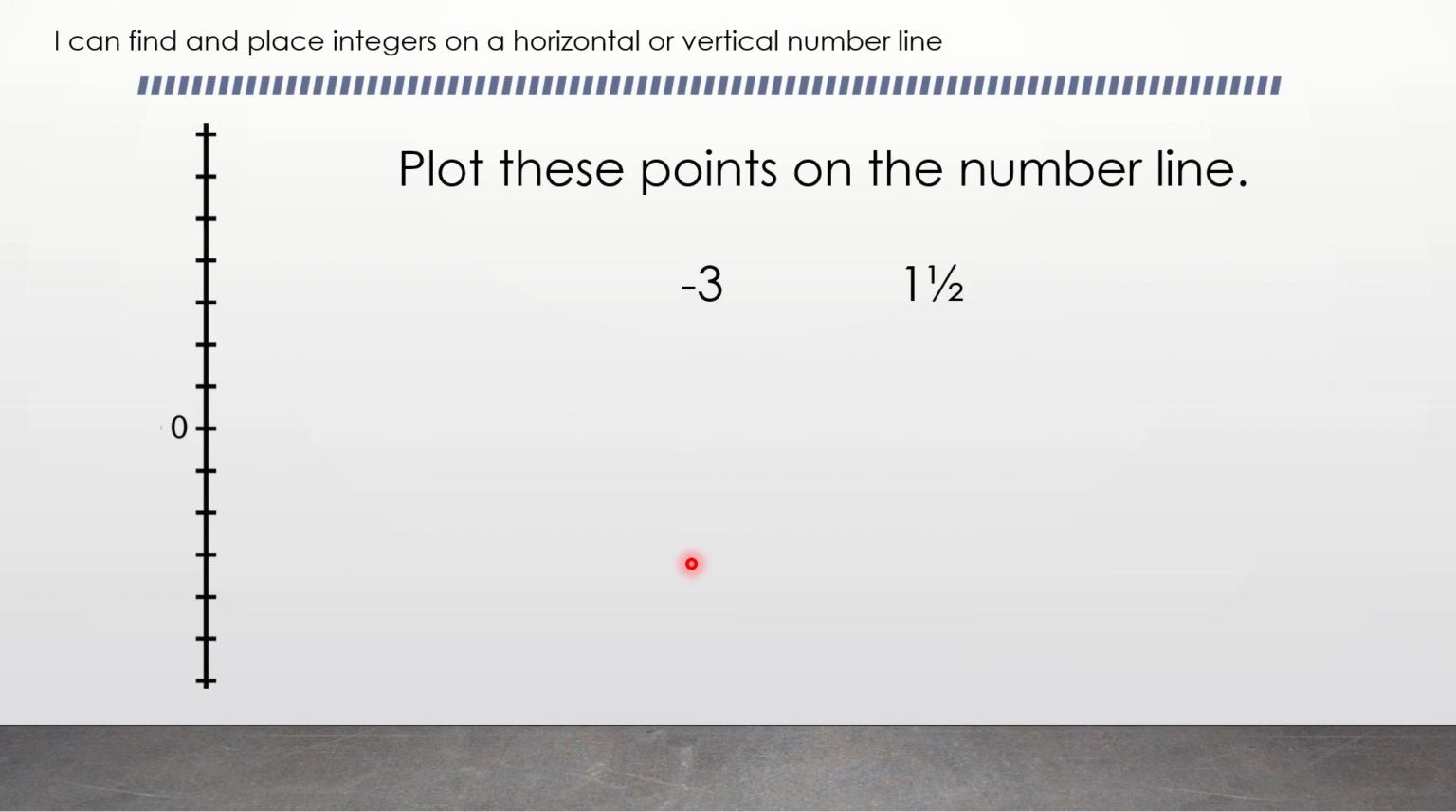Go ahead and pause the video here and try to plot these points, -3 and 1 1/2, on the number line. To do -3, it's negative, so we're going down. That's what the sign says. We're going down, and then it's 3, so we go 3 times. 1, 2, 3. So that would be where our point is. For 1 1/2, we're going up 1 and then up 1/2, so that's where our dot would be.